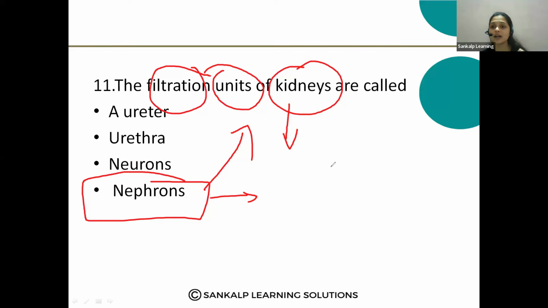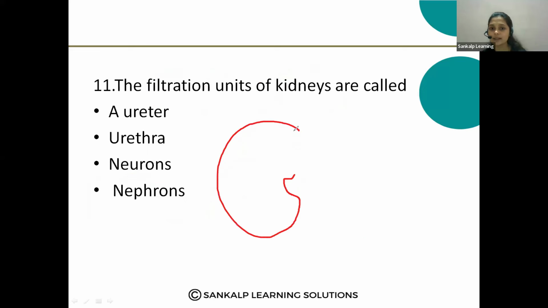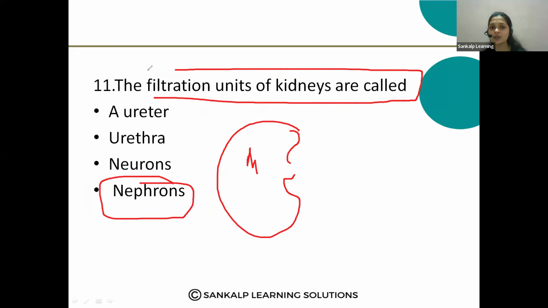These nephrons are also called the structural and functional unit of the kidney, because inside the kidney urine is produced, you know that. Inside the bean shaped structure urine is produced, but how? Because of the nephrons. They are called filtration units because they filter the blood, separate the waste products and release them in the form of urine. Okay, so the correct answer is nephrons.